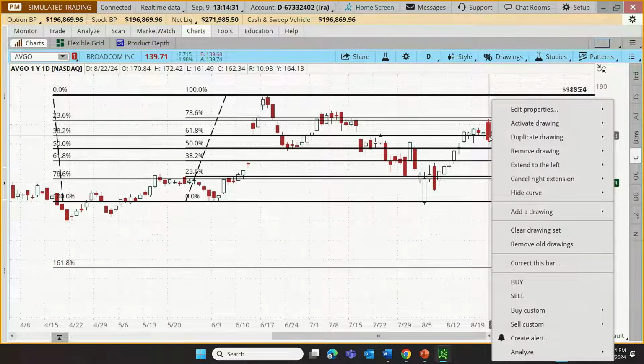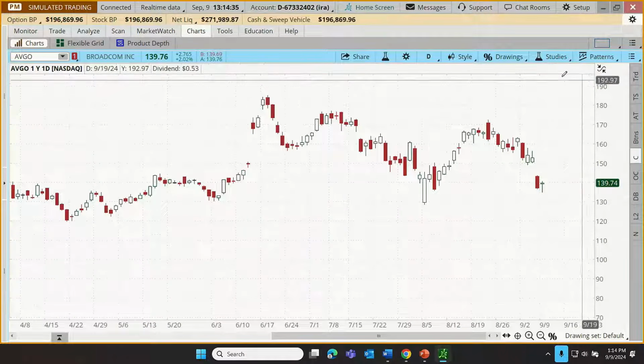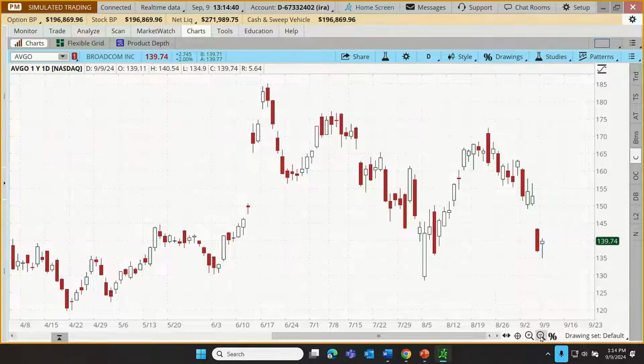I'm going to right click. Let's clear this whole drawing set. And let's learn, and it won't take very long, about, there we go, just resetting my chart.